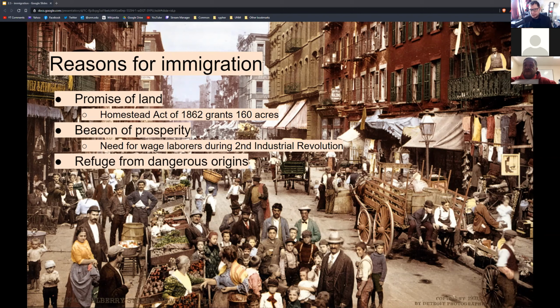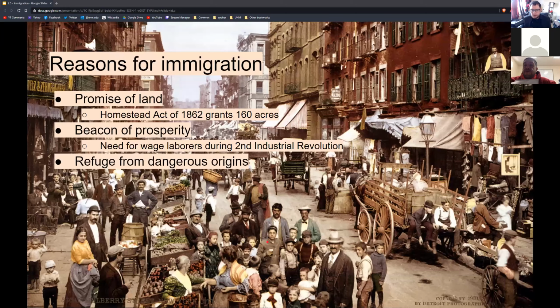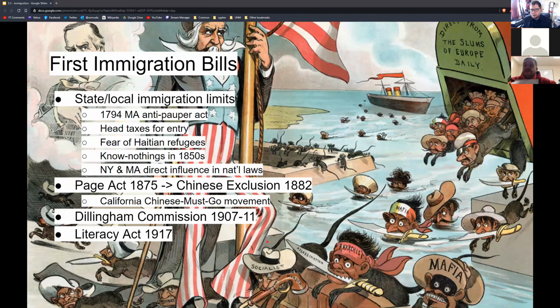So you could see this immigration, while having a pull, that promise of land and prosperity, there was also the need to take refuge from violent events abroad. So this push factor led to why there was so much immigration in this period. But of course, there was a reaction to that by natives.